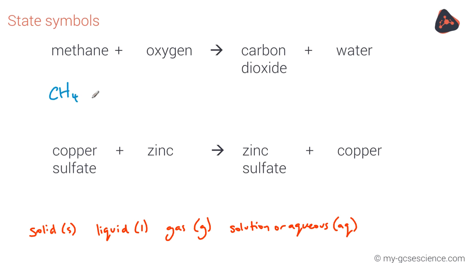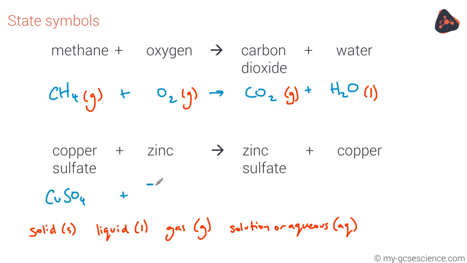Here we have 2 examples of equations. We have methane plus oxygen makes carbon dioxide and water. Methane is a gas made up of carbon and hydrogen, CH4. Oxygen is a gas. Carbon dioxide is also a gas, and water is a liquid.